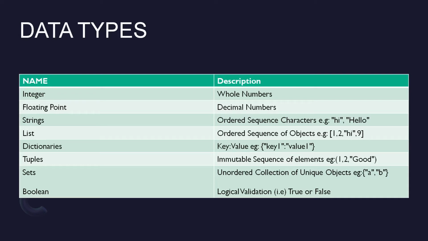Then sets. Sets are unordered collections of unique objects. It's very simple. You can't repeat the values which are already stored in a set. Let's say in that particular example, if you want to add one more A, it will show you that you have added A, but when you try to return the set, it will show you only the first A you mentioned. And finally, Boolean. If the logical validation is correct, it will return true. If the logical validation is false, it will return false.